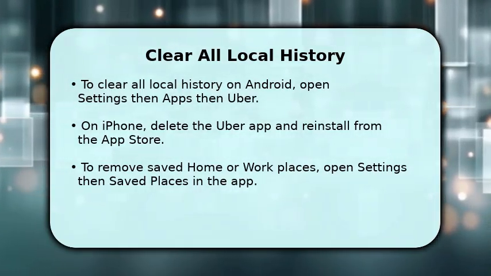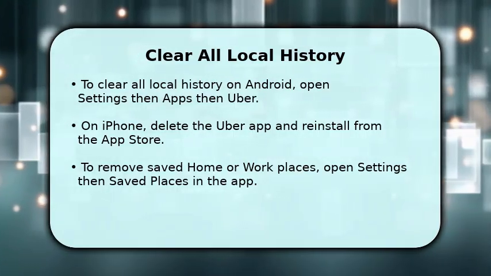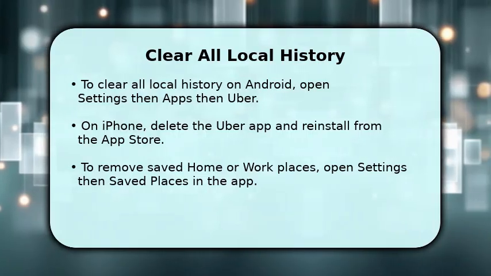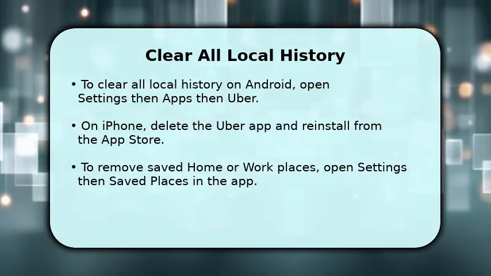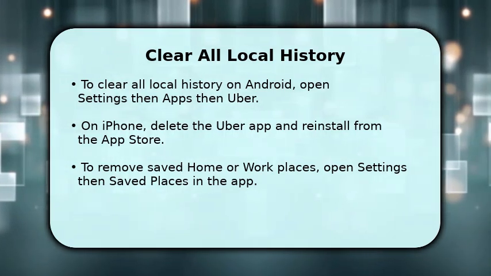To remove saved home or workplaces, open Settings, then Saved Places in the app. Tap each saved place and select Remove or Delete to confirm removal. Always sign out and restart the app after these changes for clean results.